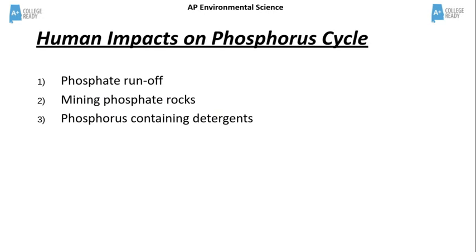One way humans impact the phosphorus cycle is by adding phosphorus to ecosystems through phosphate runoff. Phosphates can get into the environment through fertilizers and household detergents. Another way humans interfere with the natural phosphorus cycle is by mining phosphate rocks. Instead of allowing the rocks to become exposed to the surface by the natural process of uplifting, we dig into the earth and bring them up faster.